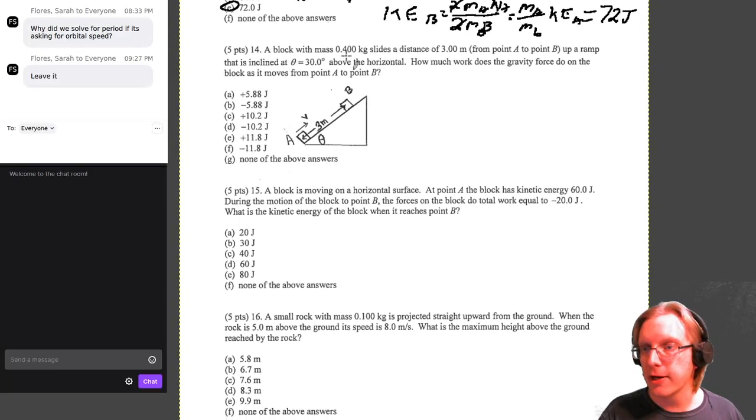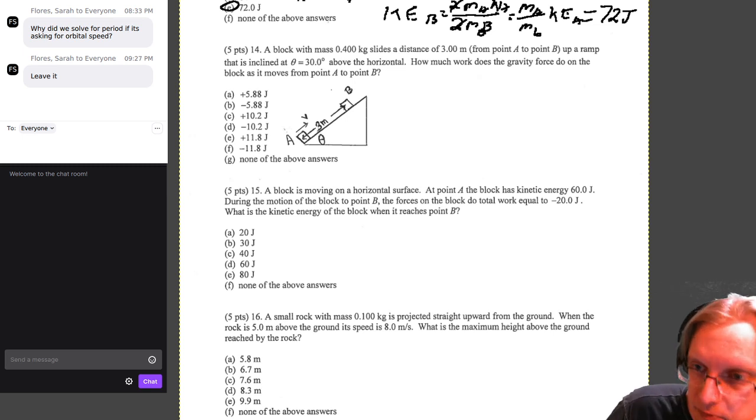Alright, a block with this much mass slides a distance of 3 meters, from A to B, up a ramp that is inclined 30 degrees above the horizontal. How much work does gravity do on the block as it moves from A to B?